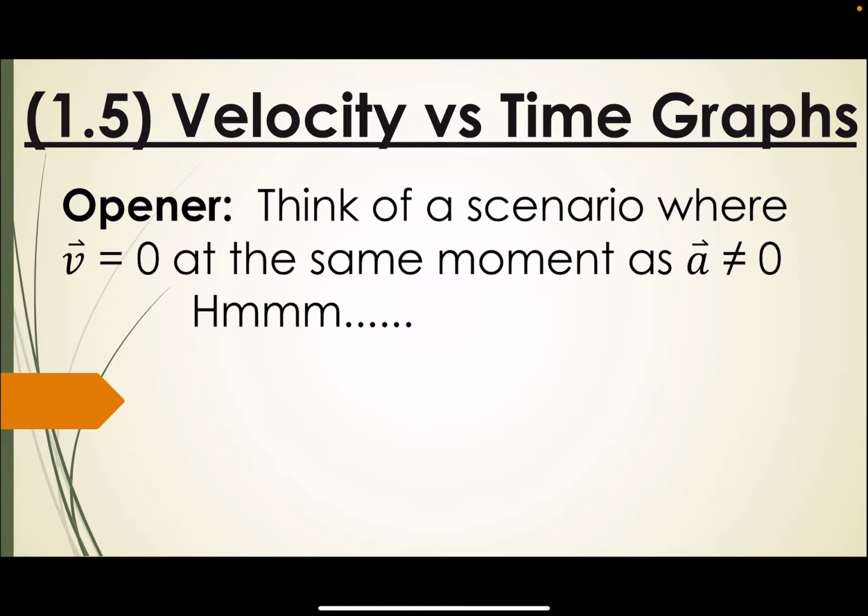All right, today we're going to talk about velocity time graphs, but before we get going on that, I want you to think of a scenario where an object has a velocity of 0, but at that same instant it has an acceleration that is not 0. Maybe an acceleration like 5 meters per second squared or something. So you can go ahead and pause the video for a sec, think about it.